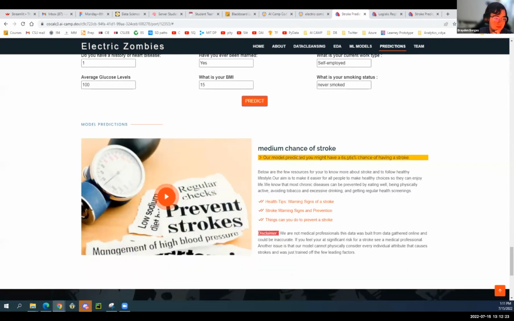This output will tell the user if the model believes they're at a low, medium, or high risk of having a stroke. Based on the predicted chances, the model will then provide relevant dynamic resources on how to prevent a stroke based on their risk level.